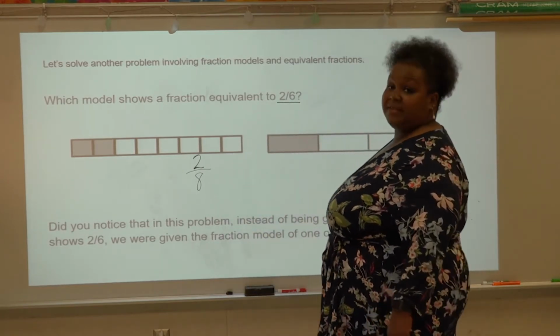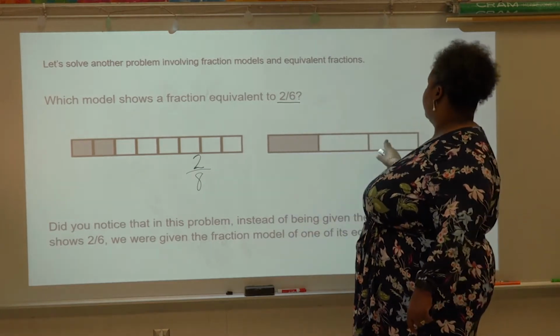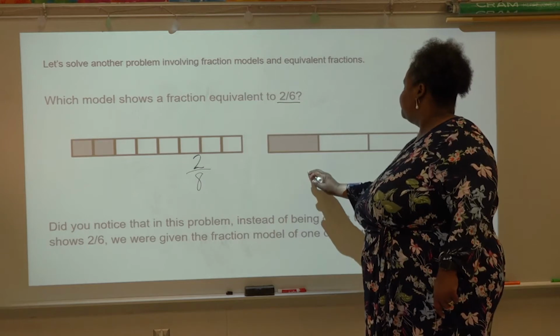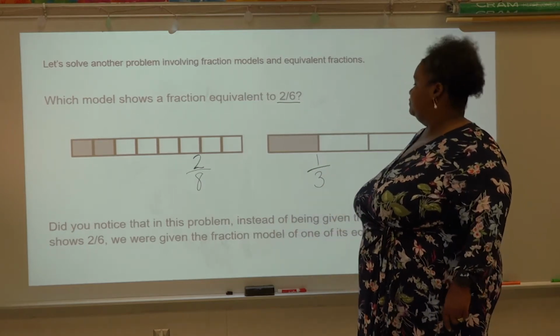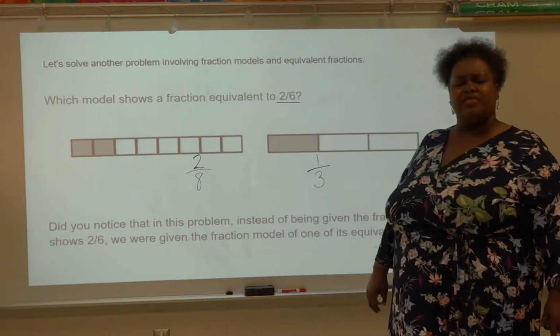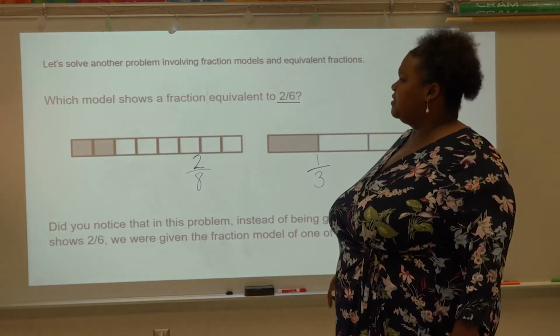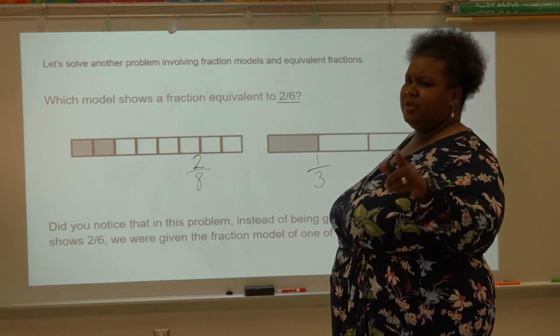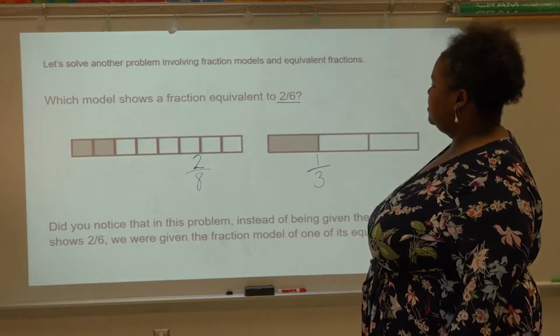All right, let's look at my second model. Let's find our denominator. 1, 2, 3. 3. How many parts shaded? 1. So this one shows 1/3. Now, I'm looking for 2/6. Start thinking about what we need to do next. What should we do?